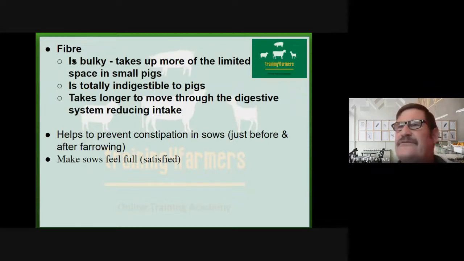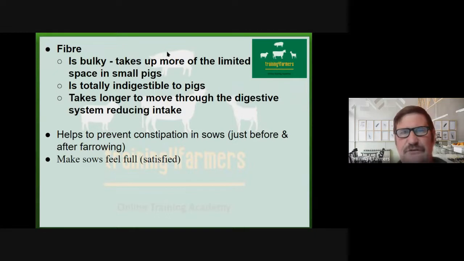So the thing with fiber, guys, is that it is bulky. If you buy bags of feed, it's 50 kilograms in a bag. If you empty it out and put bran in there, you can barely get 40 kilograms of fiber-rich bran in that same bag. So it's bulky, it's got a bigger volume. It also takes up a bigger volume in the stomach, which means there can be less nutrients in the digestive tract at any one time.